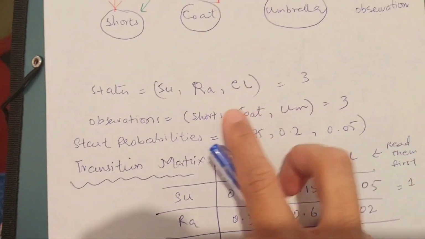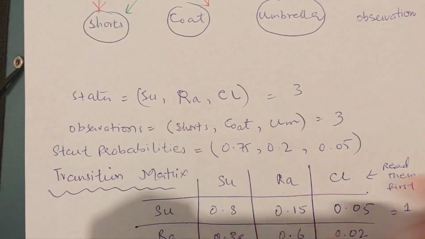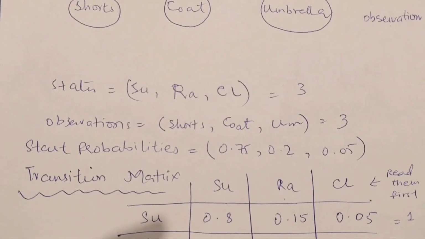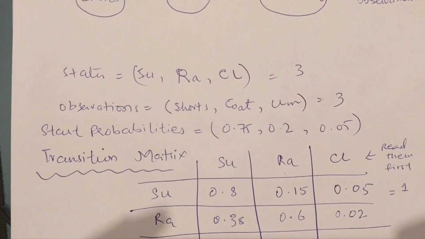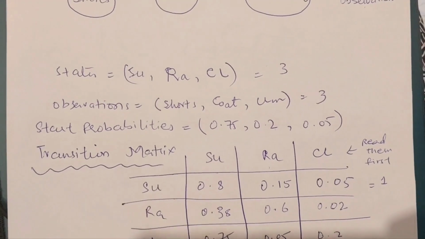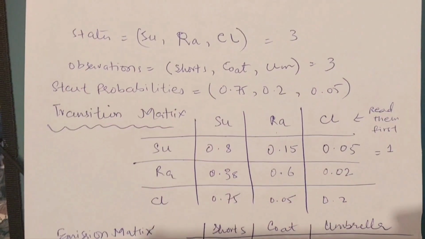So first of all we will write down the number of states. Right now we have got 3 states. Then after writing the states we write down the observations. So right now we have got 3 observations. The start probabilities are given to us in the question. The start probabilities are 0.75, 0.2 and 0.05.